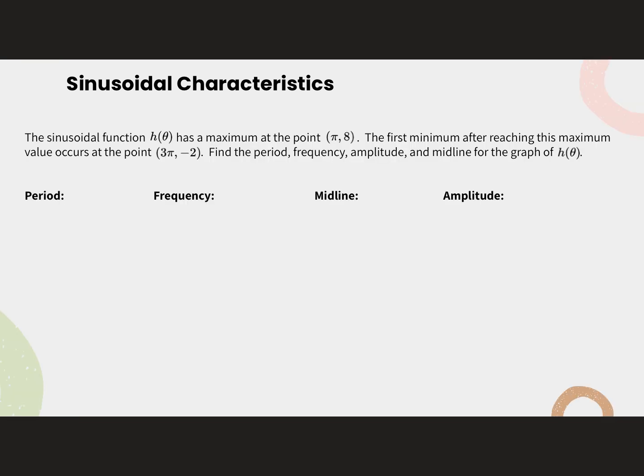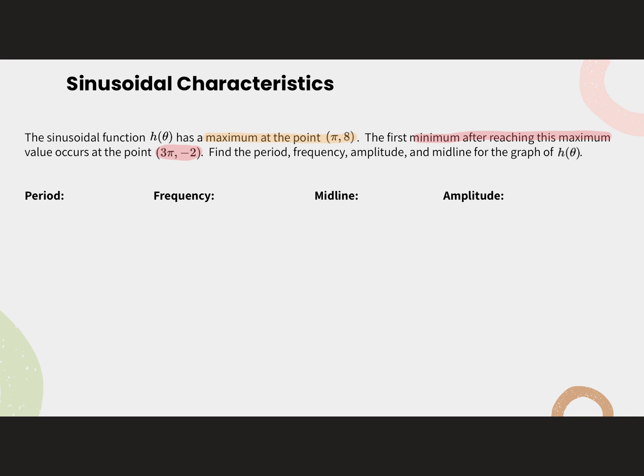All right, so next, instead of a graph, we're going to have a verbal description of a sinusoidal function. This one says the sinusoidal function h has a maximum at the point (pi, 8). The first minimum after reaching that maximum occurs at the point (3 pi, -2). And our task is to find the period, frequency, amplitude, and midline for this function h.